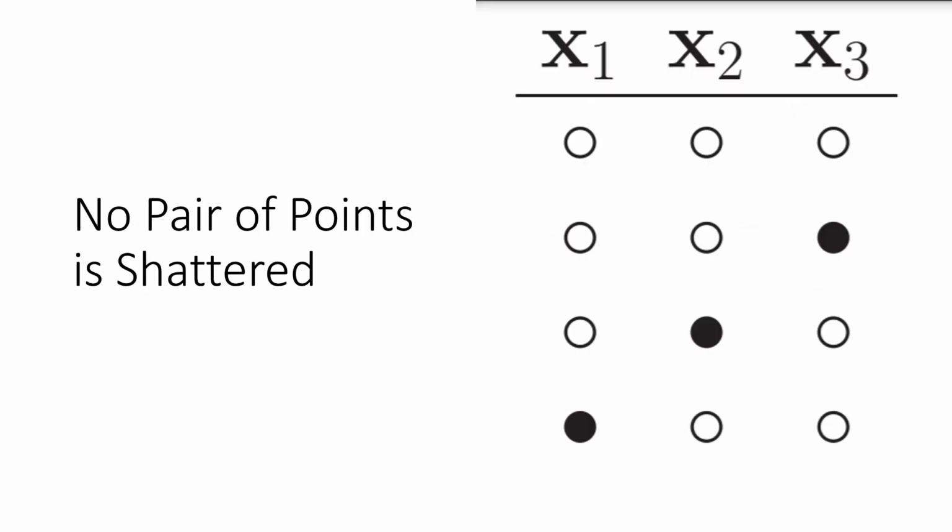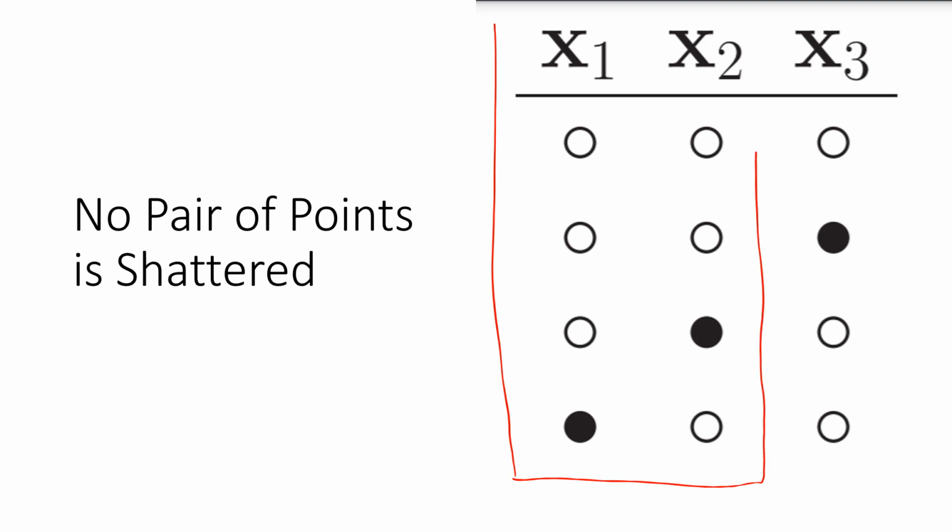Okay, so moving on. Here is an example where no pair of points is shattered. We can look at it and try to understand what that means. Let's focus on x1 and x2. Let's see if all patterns are present or if there is a repeat. The moment you see a repeat, you know that one of them could have been a positive, positive. So this is definitely not shattered.